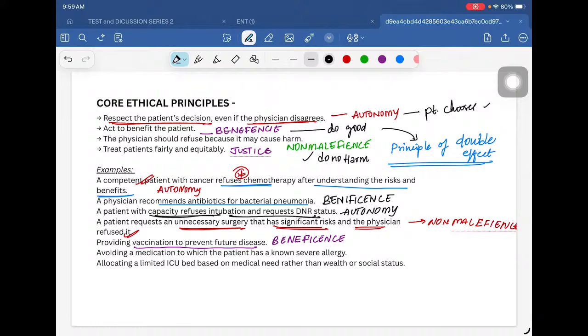Avoiding a medication to which the patient has a known severe allergy. So is it autonomy, beneficence, non-maleficence, or justice? What core ethical principle is being followed here?